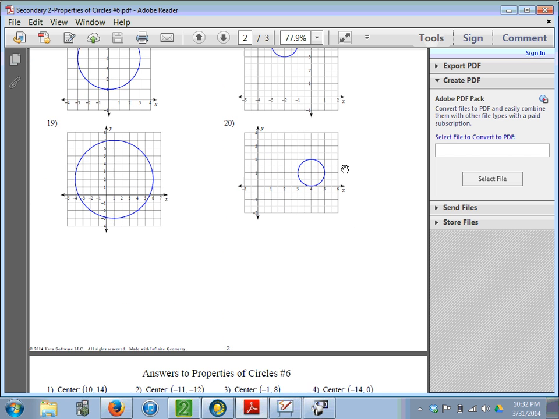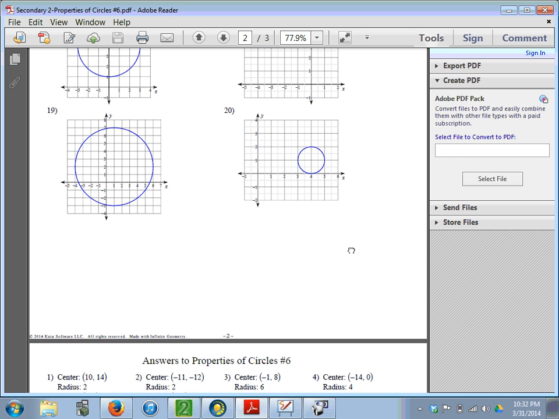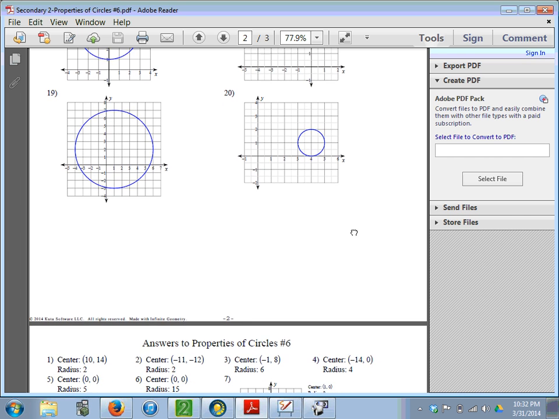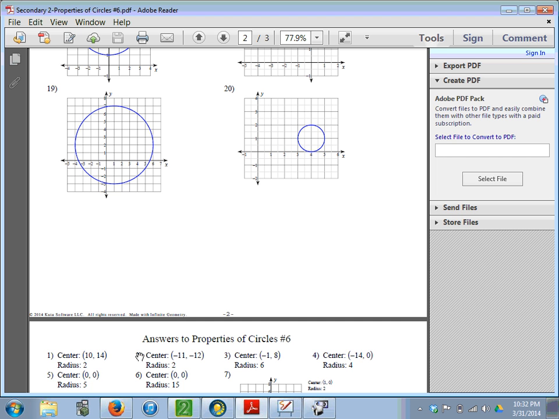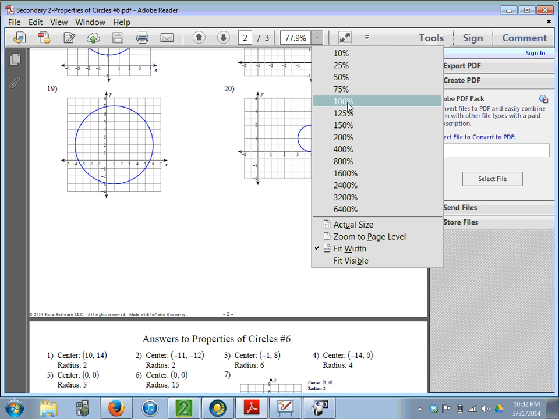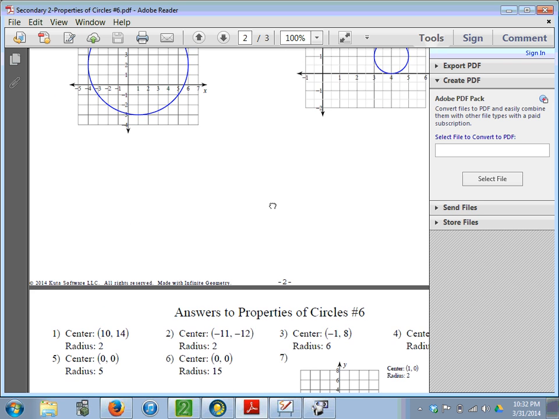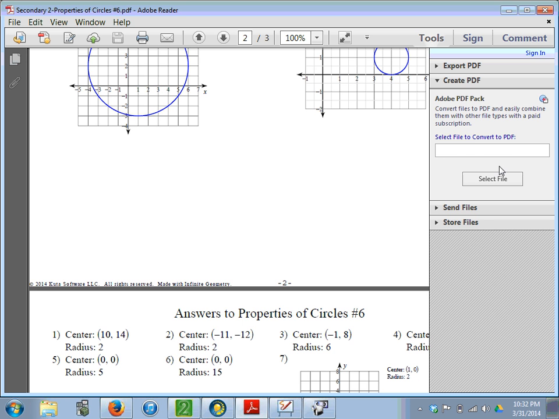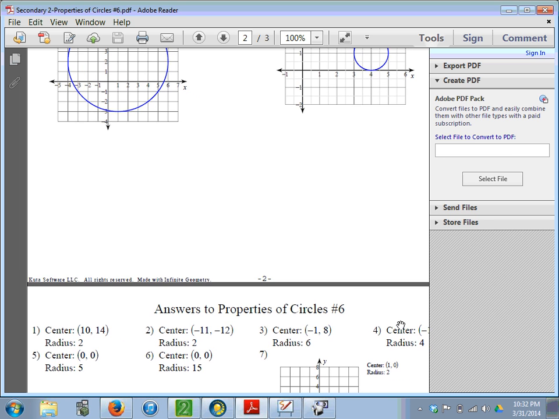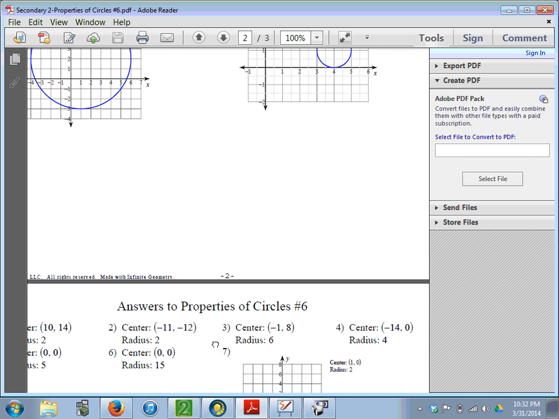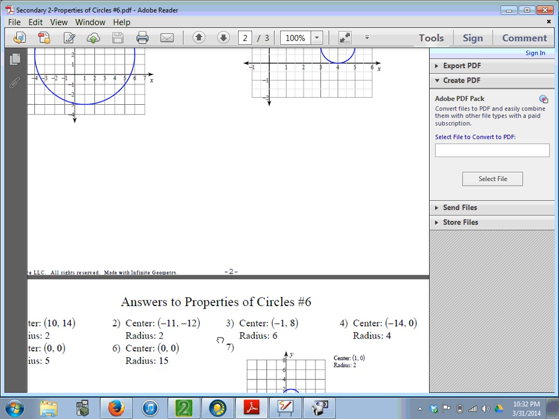So take a look at the answers here for questions 1 through 6. You can see them right here. Just make sure that you're getting some of the correct answers. Here's question 4, negative 14, comma 0. Radius is 4.